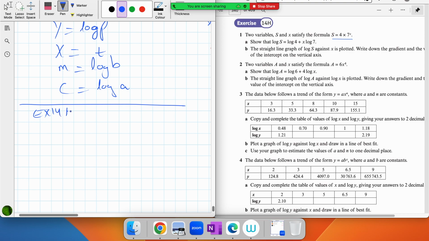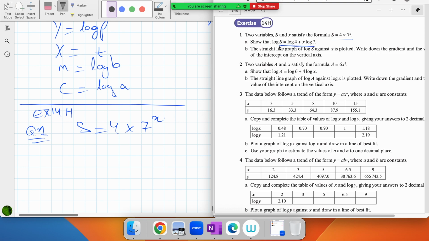Exercise 14H, question 1. S is equal to 4 times 7 raised to power x. The first part says show that it turns into this. So we can see we have to apply logarithms. So we apply log on both sides.